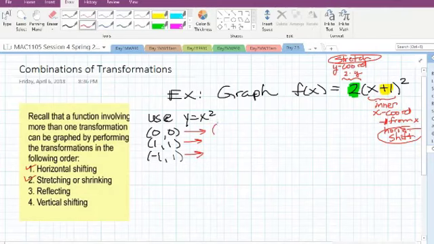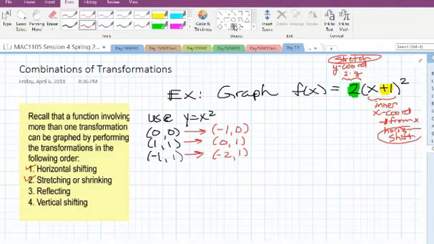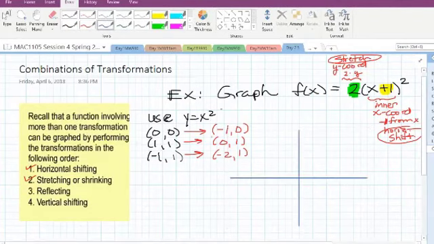So when we shift x squared horizontally, we end up at negative 1, 0, and subtracting 1 from 1, we're going to get 0, 1. And subtracting 1 from negative 1 is going to give us negative 2, 1. Let's go ahead and plot that to see where we are. This is just the first step, the horizontal shift affecting the x-coordinate. So far we are at negative 1, 0, 0, 1, and negative 2, 1.